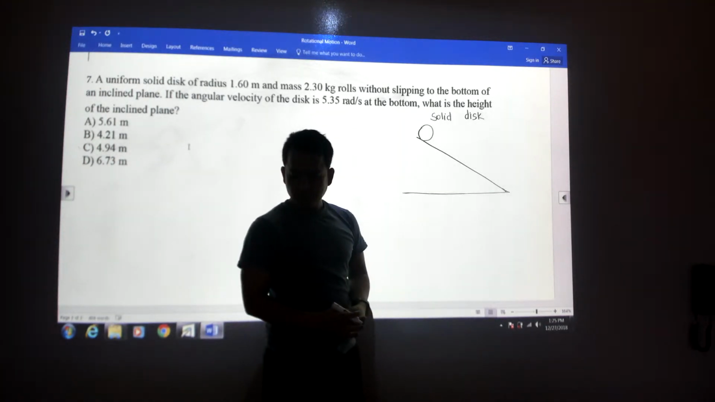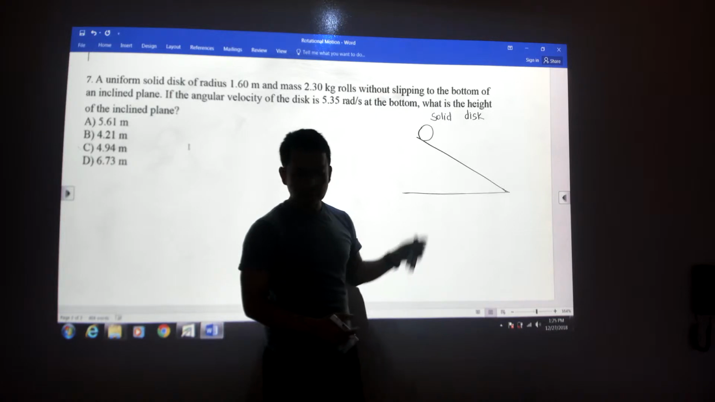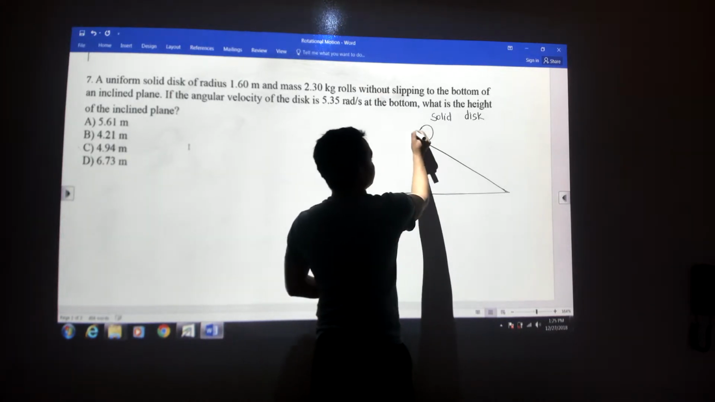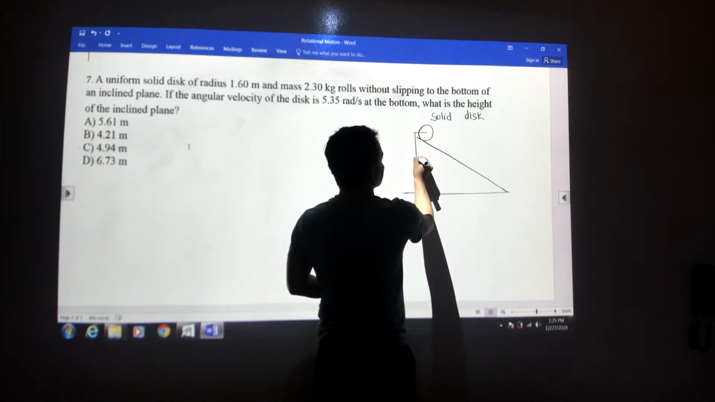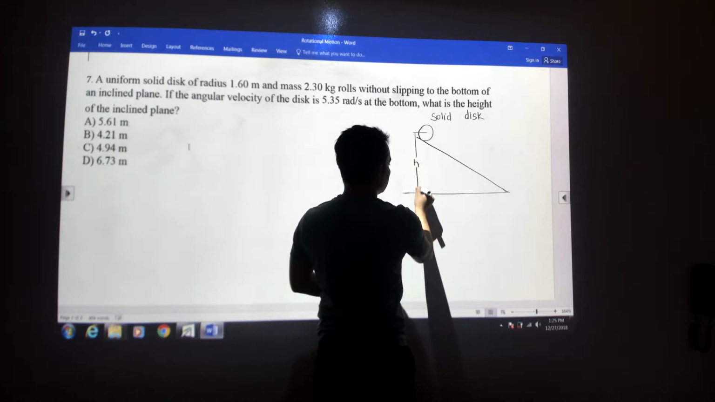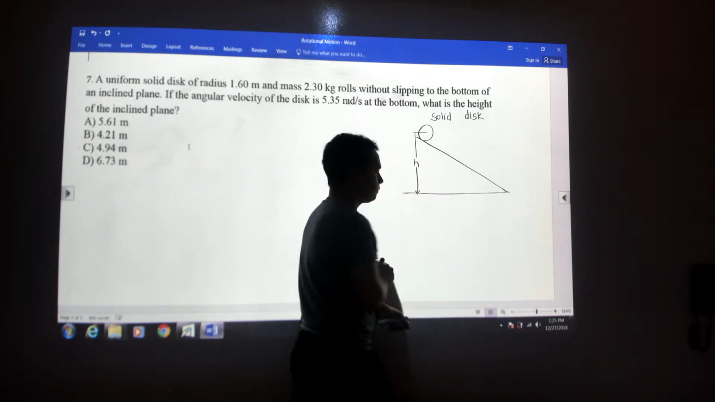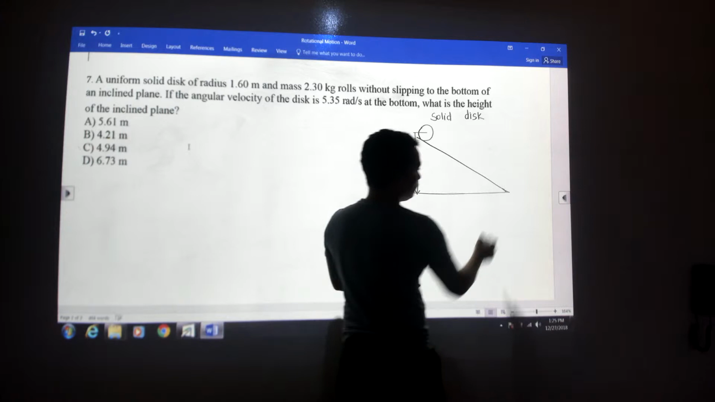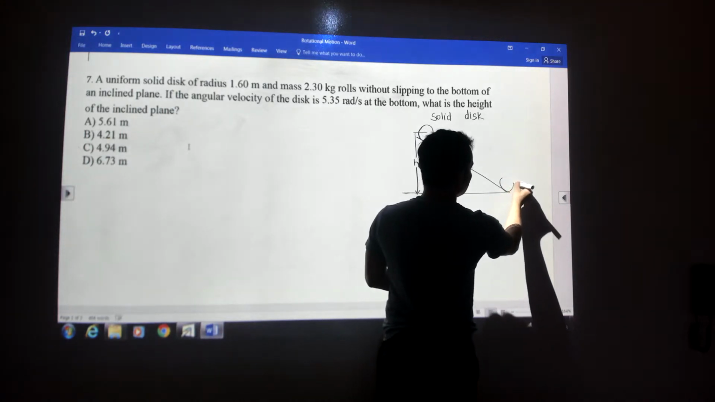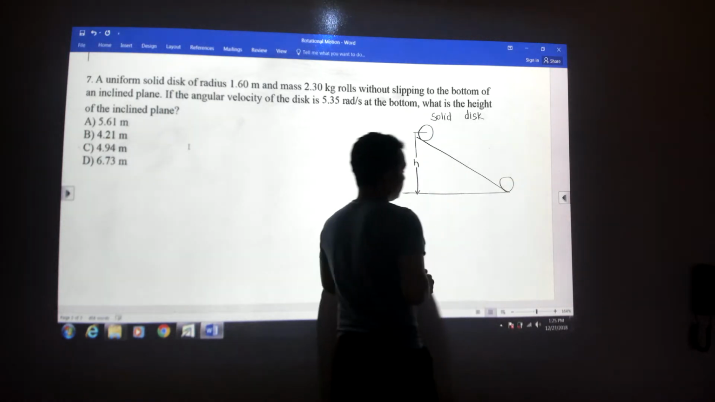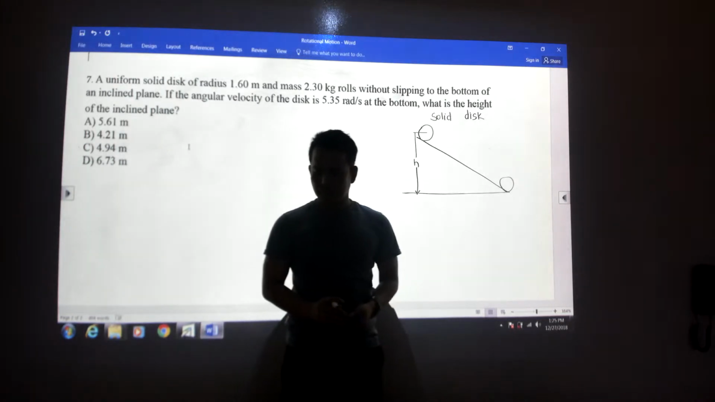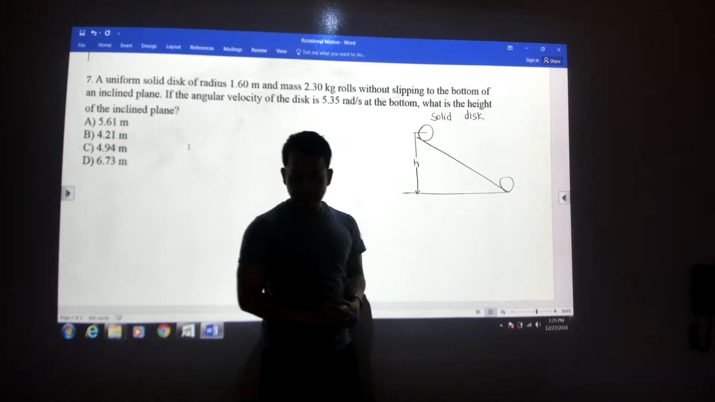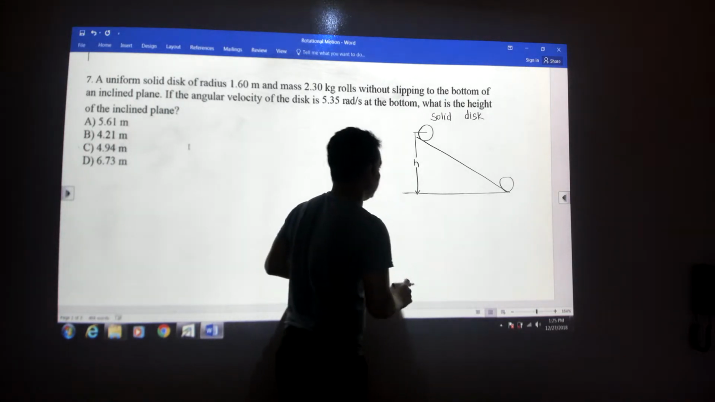and you know the radius, you know the mass, you know its angular velocity, then you need to find out what this height is. This is the height. Okay. So once you roll down along this inclined plane to this point, you need to find the height.